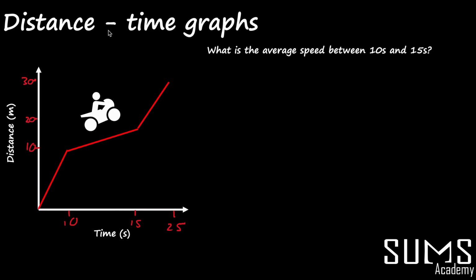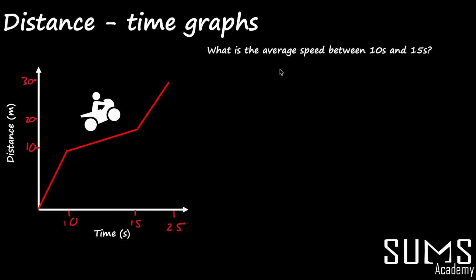So now we're going to be looking at distance time graphs. You should have seen these before, where distance is plotted on the y-axis and time is plotted on the x-axis. And basically what this shows, in this scenario, is the distance traveled by this quad bike in a set period of time. So from this question, it's going to ask us, what is the average speed between 10 seconds and 15 seconds?